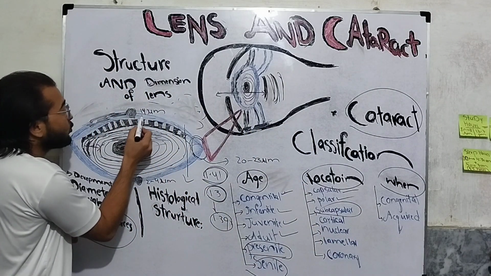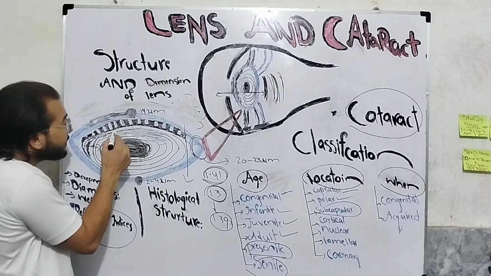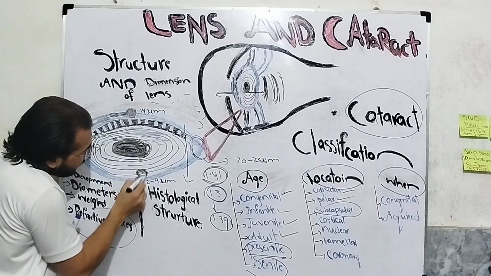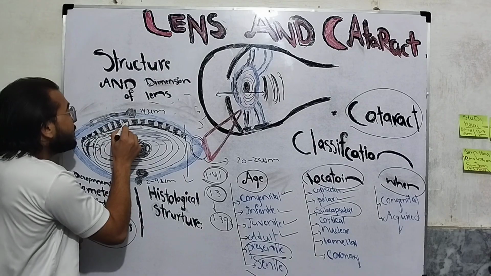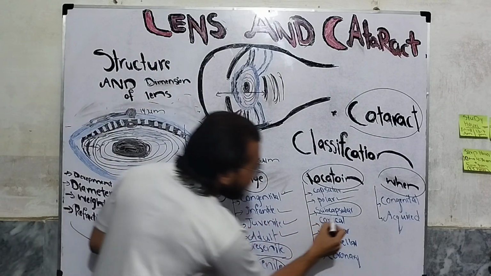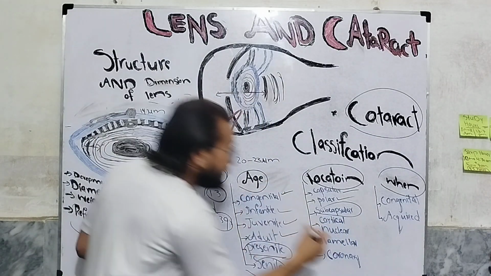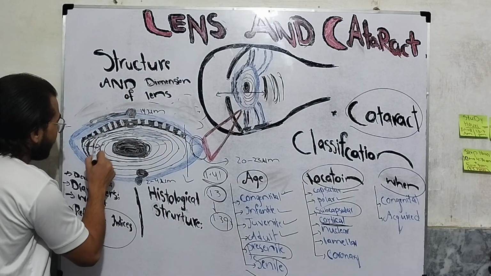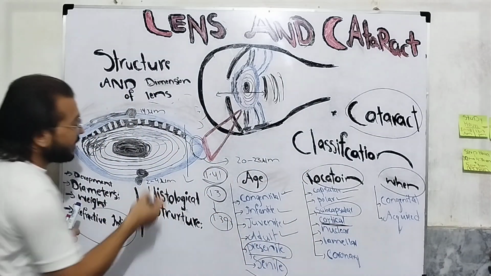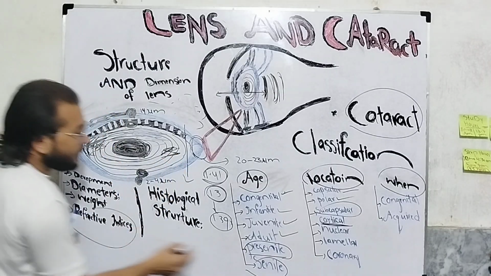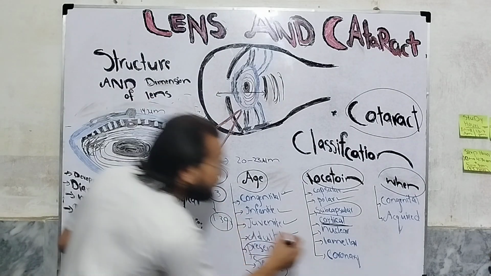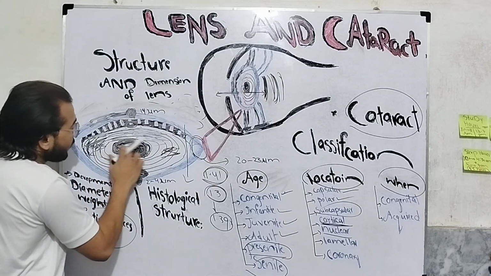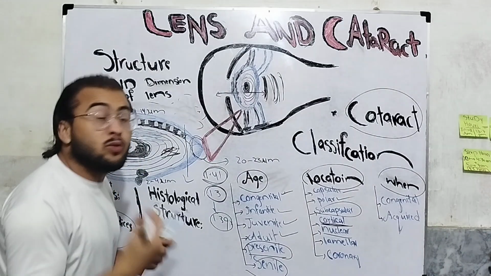Then we have subcapsular cataract, below the capsule. It can be anterior subcapsular or posterior subcapsular. When the opacity occurs in the subcapsular area, this is called subcapsular cataract. Then we have the cortical cataract, when it develops in the cortex, in the soft area. When it develops in the nucleus, it is called nuclear cataract. When the opacity involves the nucleus, it will be nuclear cataract.